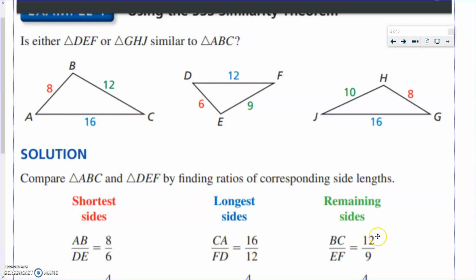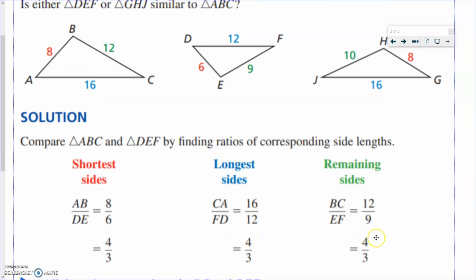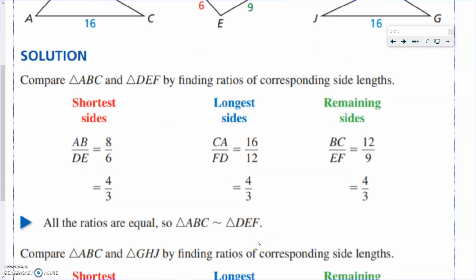Now if we simplify and reduce them, we get 4 over 3 for all of them. Since all these fractions are the same, all the ratios are equal, so triangle ABC is similar to triangle DEF.